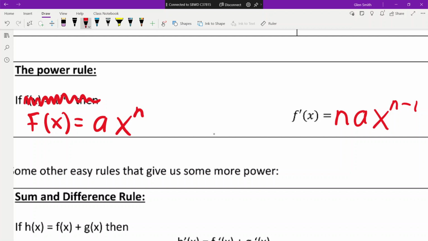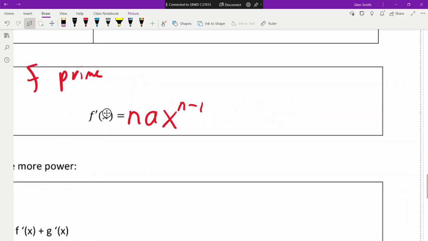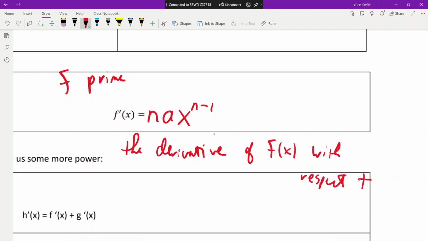This right here, f with a little apostrophe on it, that's called f prime of x. It's also called the derivative, same thing. And you might even see this, d of f of x with respect to x. So you can call it f prime of x. You can call it the derivative of f of x with respect to x.